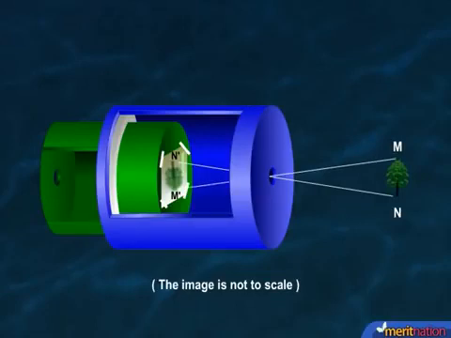Now what happens as a result? As you can see, an inverted and also a much smaller image of the tree is what you get on the tracing paper. Remember the tracing paper which acted as a screen?